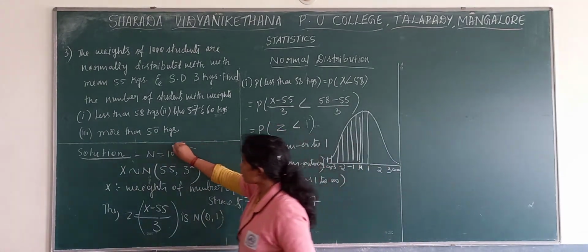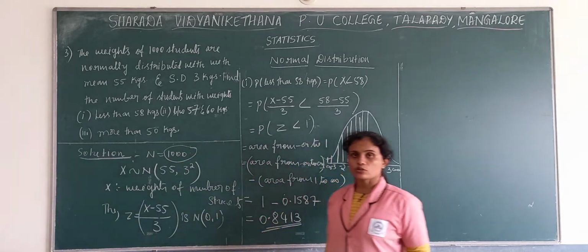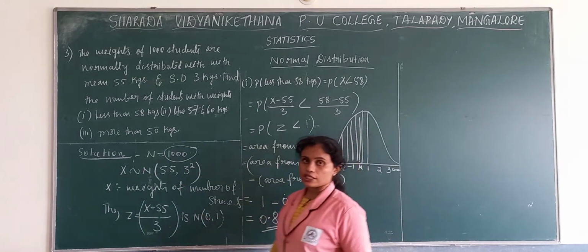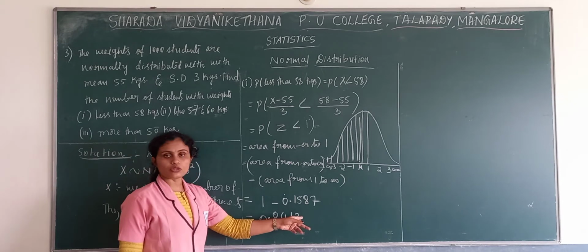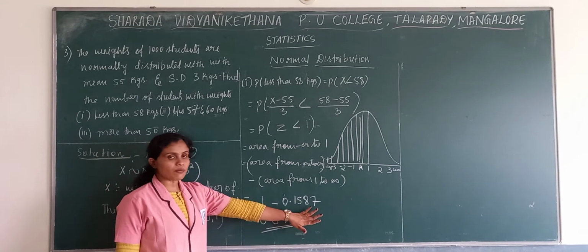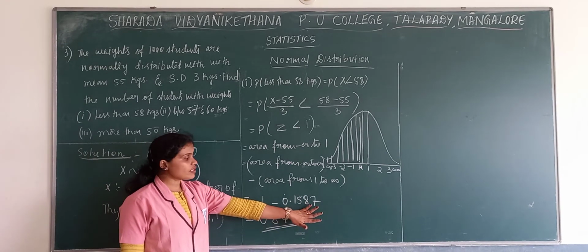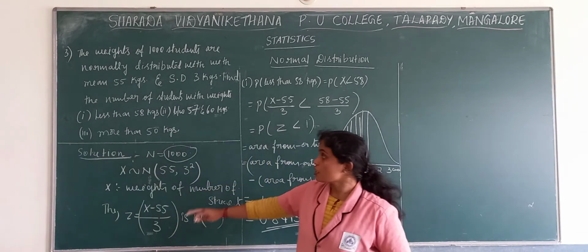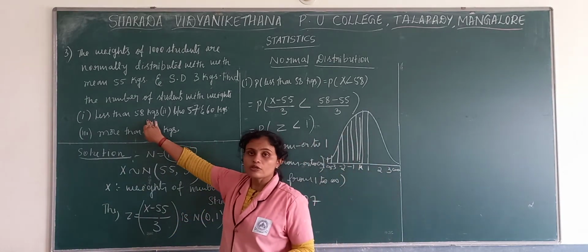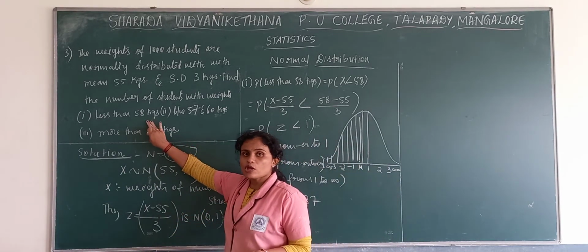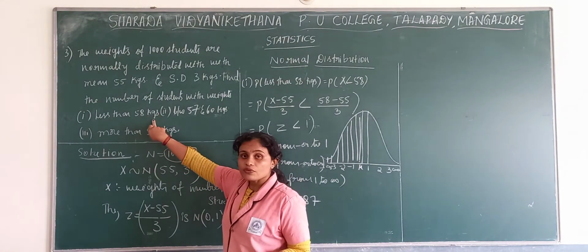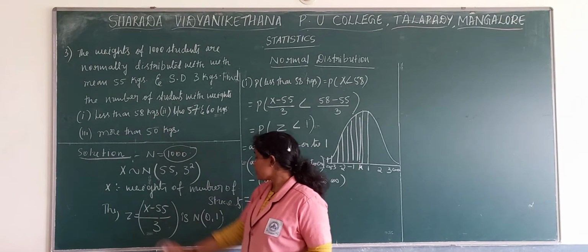They have given the value of N. What we need to do? We need to multiply it into this particular answer. When we multiply, what do we get there? We get the number of students with weight less than 58 kg. How many students are there with weight less than 58 kg?